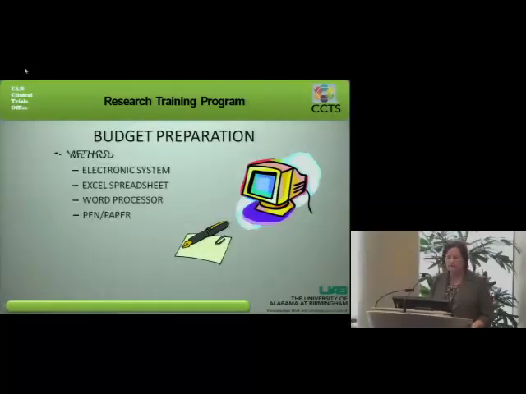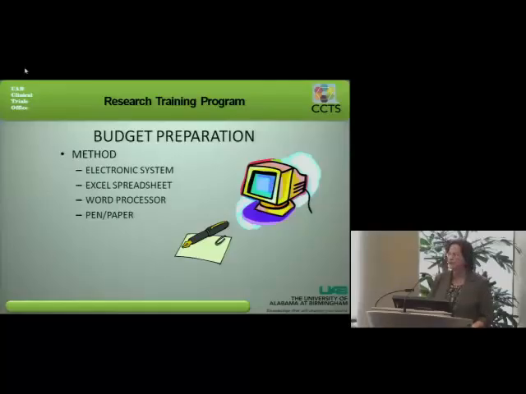Budget preparation can take on many forms. In the good old days, it was simple enough that you could do pen and paper or maybe a word processor. I highly encourage you to never try to use this method going forward. Our budgets are much more complex these days. More is required from a billing compliance standpoint. So I encourage you at a minimum to use an Excel spreadsheet.